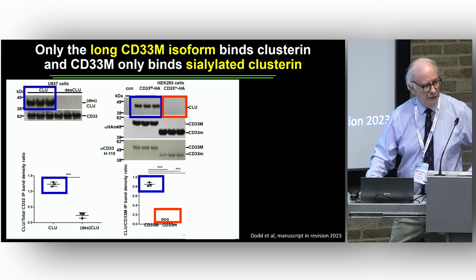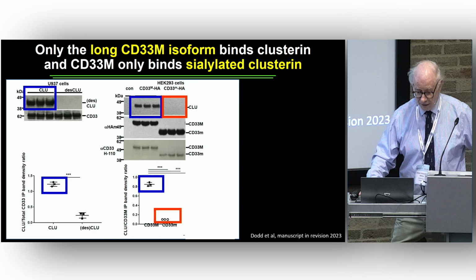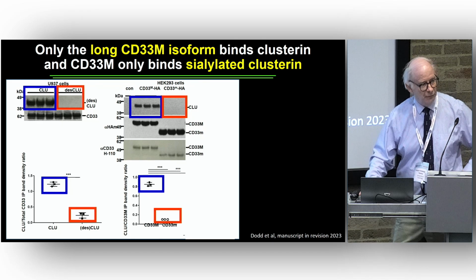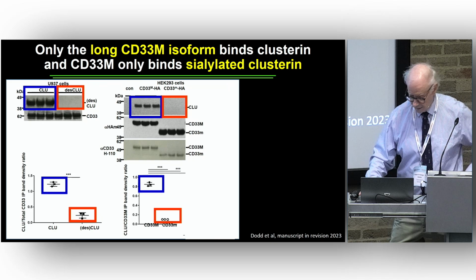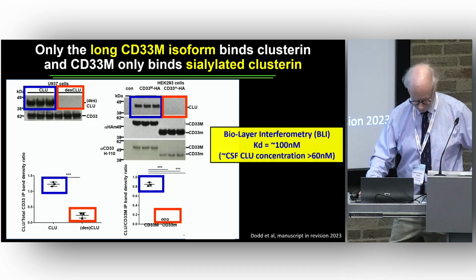Similarly, it was necessary that the clusterin be sialylated, so you could take ordinary sialylated clusterin, and you could do the same IP in cells that were expressing CD33 big M, and you could see that you could co-precipitate the clusterin with the CD33. In contrast, if you desialylated the clusterin, there was no binding, and again, that's what you would expect if the sialic acid moieties were important in this interaction rather than some non-specific protein-protein interaction.